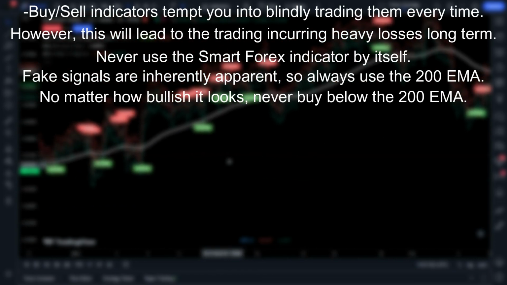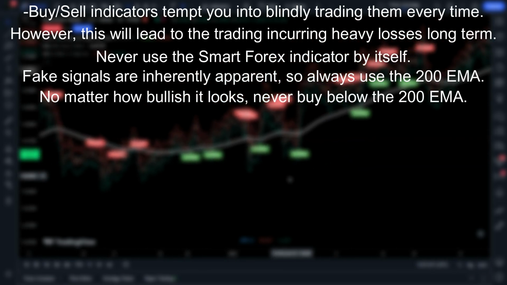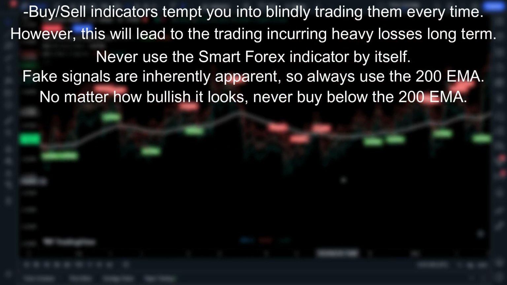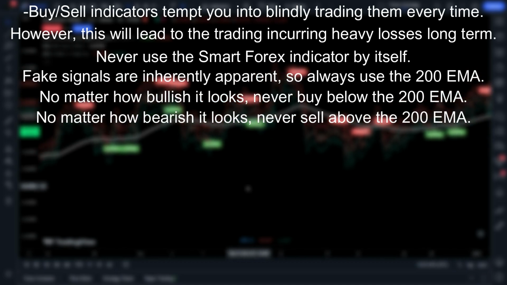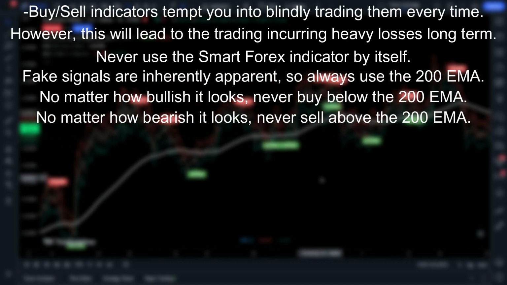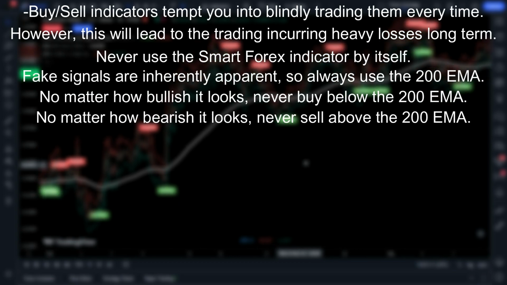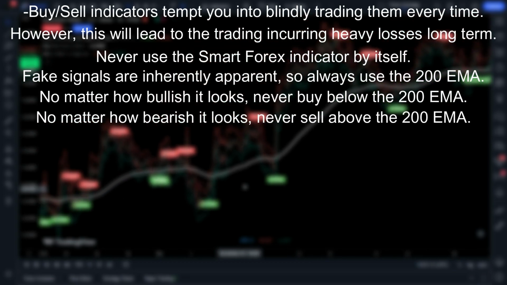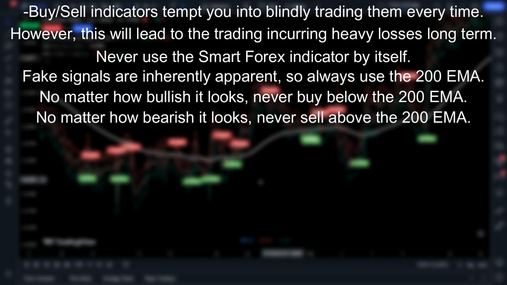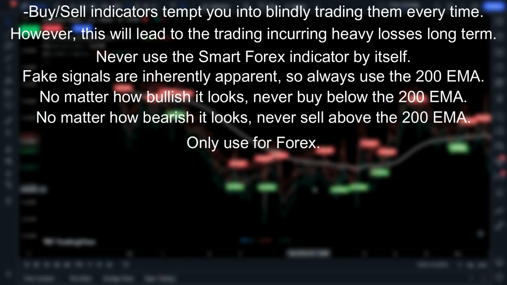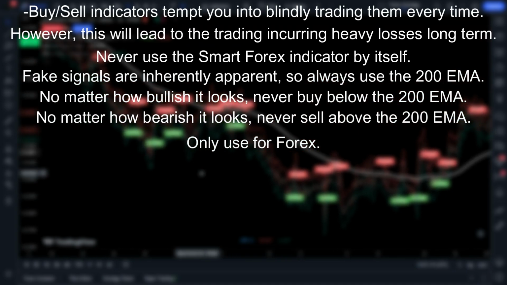No matter how good the movement looks for a long position, we should never buy below the 200 EMA. And no matter how bearish the market looks, we should never take a short when the price is above the 200 EMA. Sticking to your strategy rules is very important. As it says in the indicator, we should only really be using this strategy for Forex. Any major currency pair is a good choice.